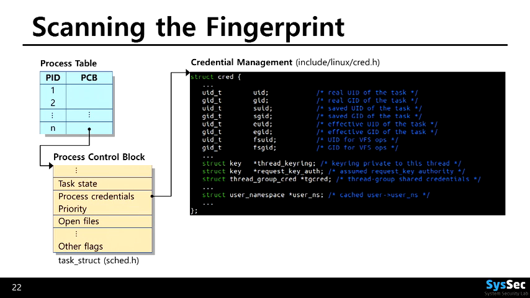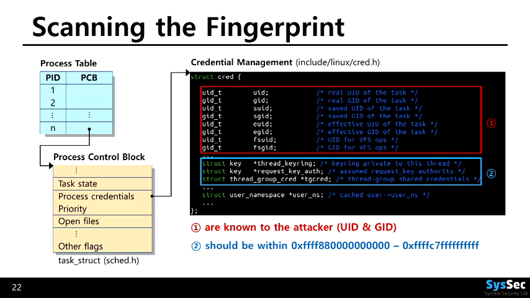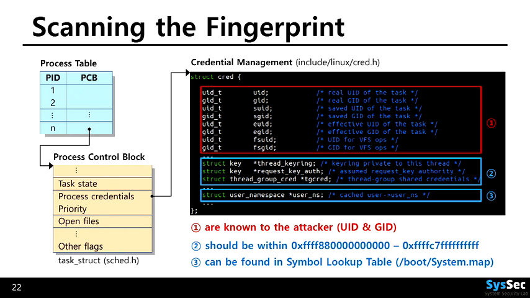As a fingerprint value, we can utilize the credential structure. The attacker already knows his UID and GID, so these consecutive values can be used as a fingerprint value. And the attacker can know the range of the kernel's virtual addresses, so the pointers containing these addresses can be used as a fingerprint value as well. And other publicly available values can be used as well.